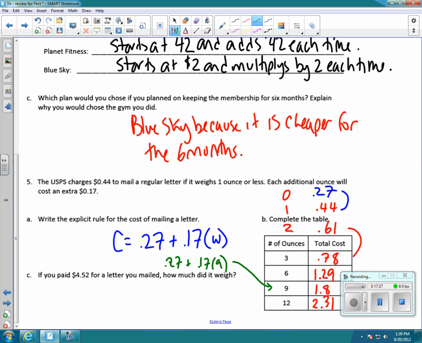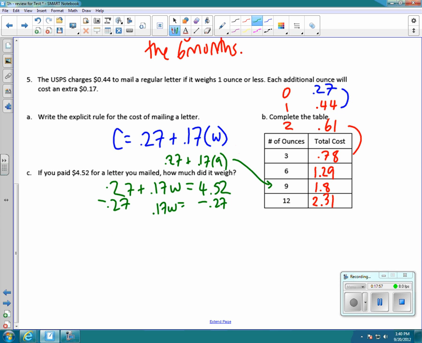So if we paid $4.52 for a letter, how much did it weigh? We could keep going with this pattern for a long time, or I've seen some of you do this before. You're going to take your 0.27 plus 0.17W and set it equal to $4.52. Basically, take the 0.27 away. So we end up with 0.17W equals $4.52 minus my 0.27, which is $4.25, and then divide both sides by 0.17.